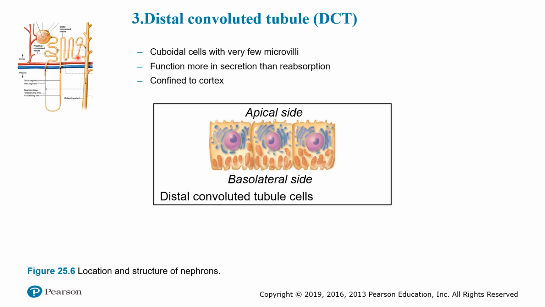So PCT, proximal convoluted tubule, and DCT, distal convoluted tubule, both have C in their names and both are confined to the cortex. This loop of Henle is present in the medulla, and it is also lined by cuboidal cells, but it does not have that prominent brush border of microvilli. Why? Because it is more involved in secretion than in reabsorption, so it does not need the increased surface area provided by the microvilli brush border.